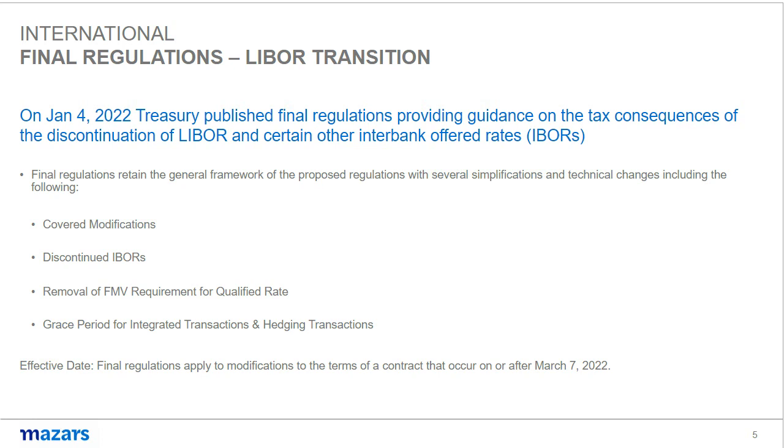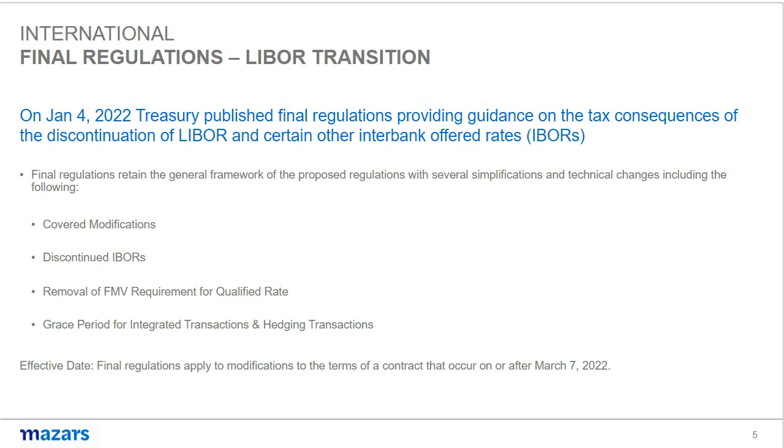Generally, the final regs adopt the proposed regulations with a few small modifications. A couple of those highlights include the covered modification. If you have a covered modification, it's not going to be treated as an exchange. And there are several elements to that. You've got an operative rate or a fallback rate that references a rate that will be discontinued or has been discontinued. You have a modification to replace that discontinued rate with a qualified rate, and the modification is not an excluded modification.